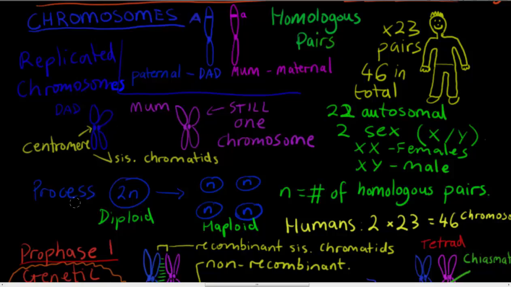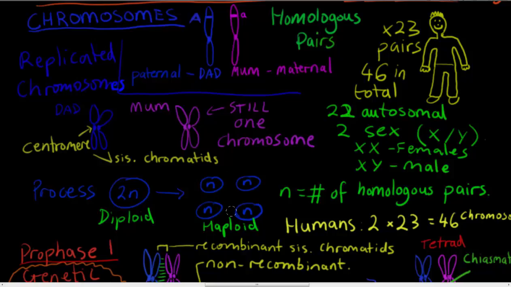Meiosis, as I said, is the process by which we go from diploid, or 2n, to n, or haploid. So we have one diploid cell and we turn it into 4 haploid cells, where n is the number of homologous pairs. So we go from 23 homologous pairs, or 46 chromosomes in total, to 1 times n, which is, we just go to 23. So we go from 46 chromosomes to 23 chromosomes in each of these cells.